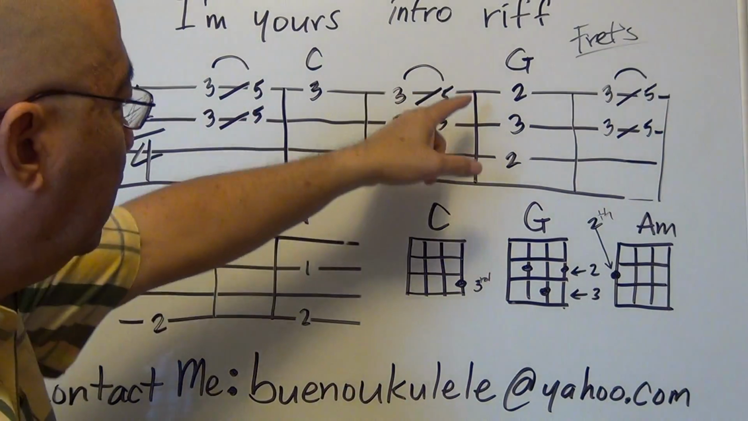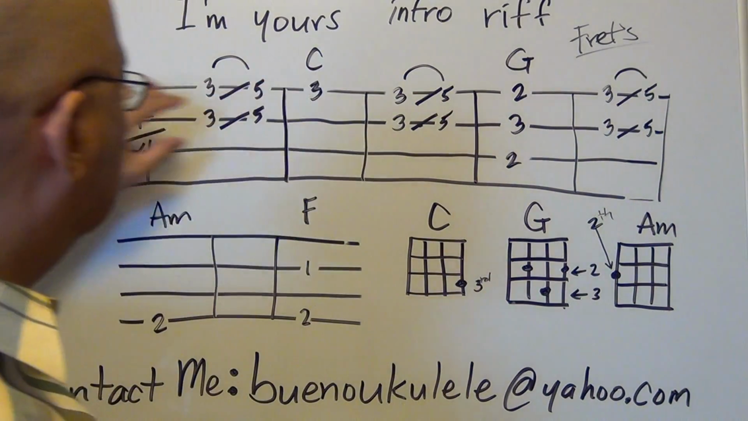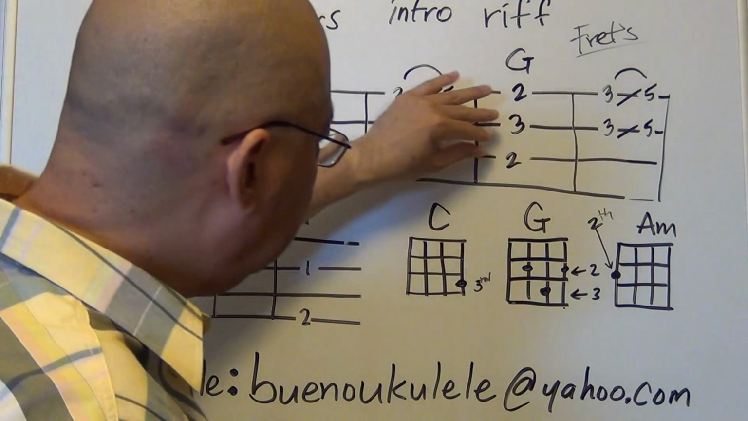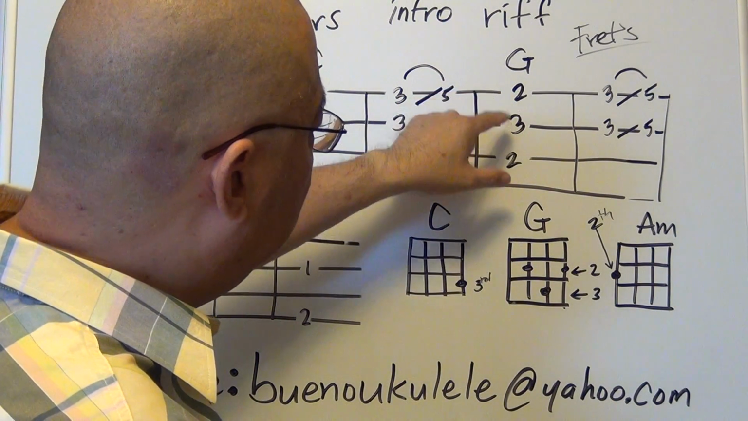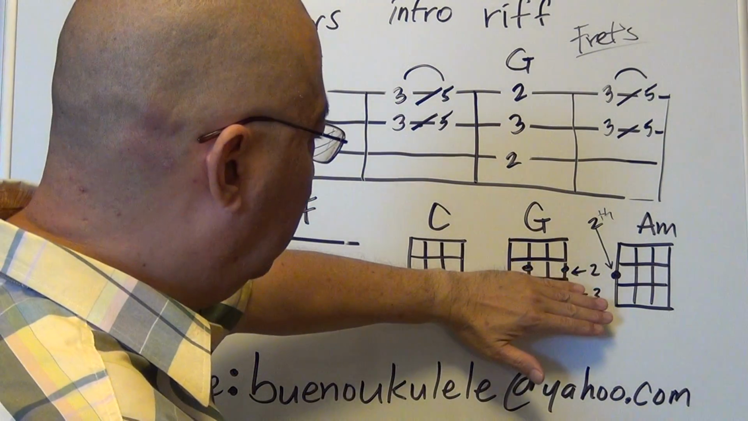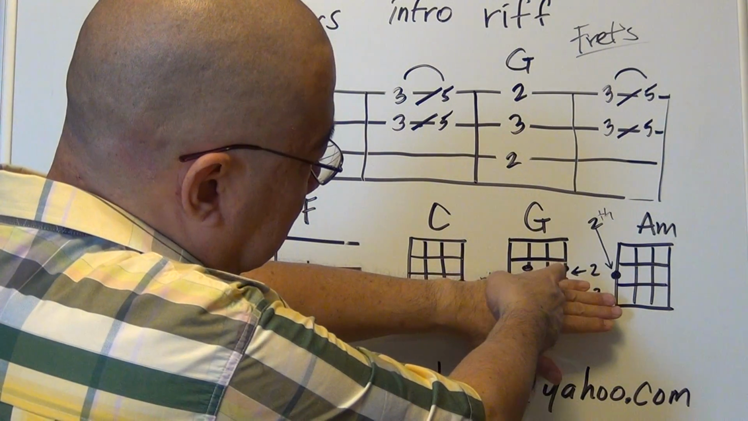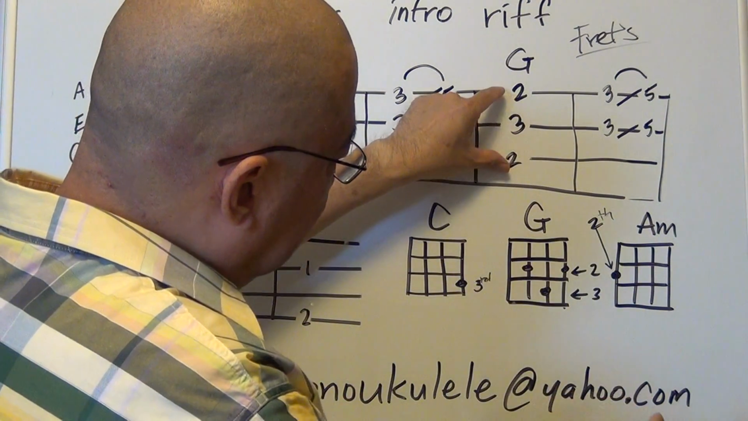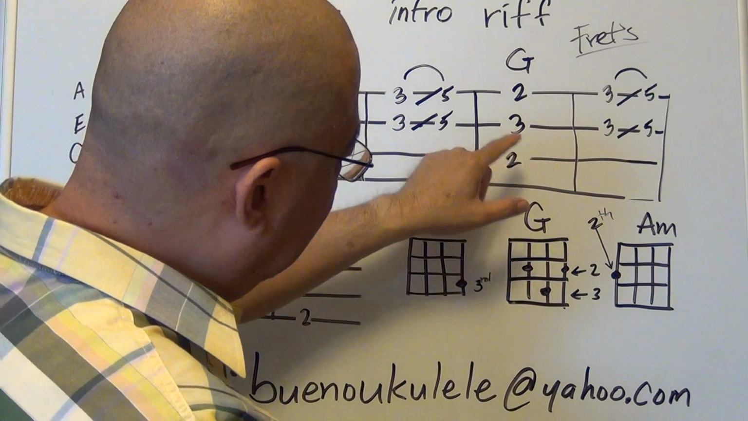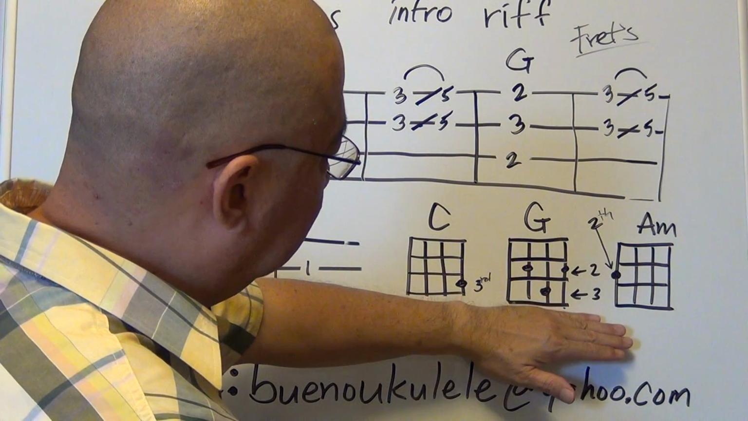Next, the G chord, we're utilizing 3 strings. And the frets we're using are 2, 3, 2. So if you look over here, we're using the 2nd fret, 2 outside, over here. And finally, the 2nd string is the 3rd fret. Okay, right there.